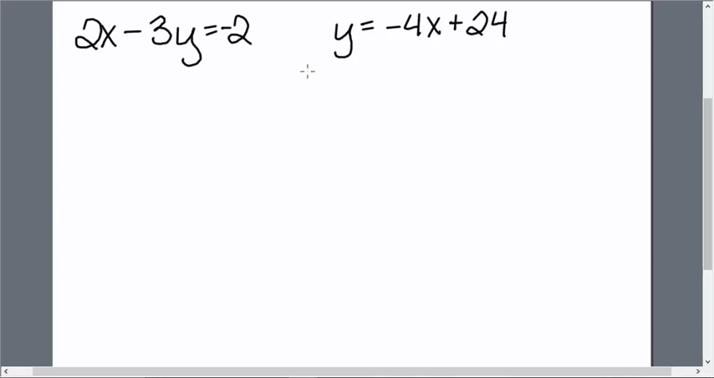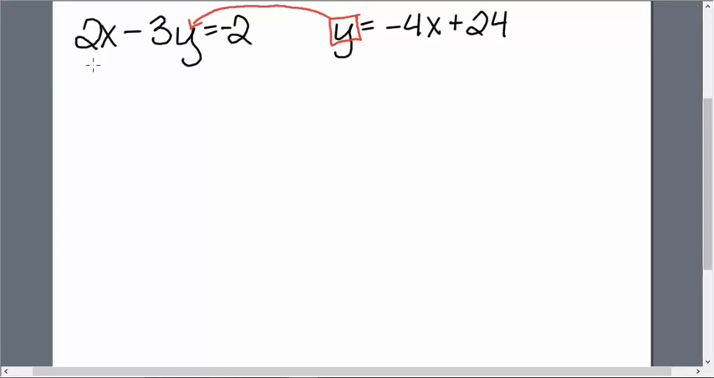Alright, so this guy is solving a system of equations by substitution. If you'll remember, substitution means that one of these equations is solved for either x or y, and you get to plug it into the other one. This one is solved for y, so we are going to use it in this equation, in place of that y.